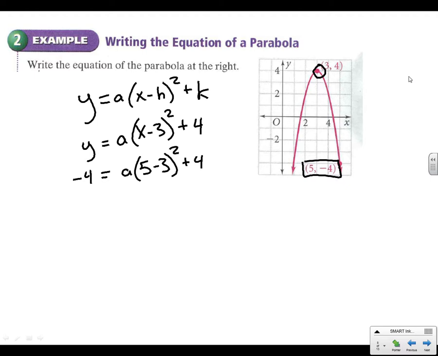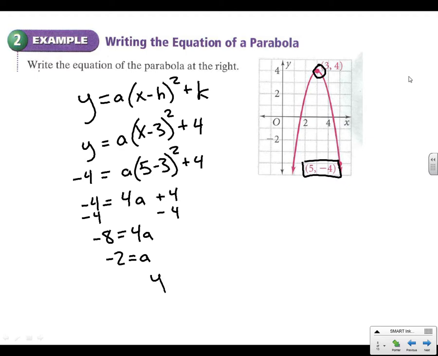So from there, let's figure out what a is. Negative 4 equals 5 minus 3 is 2. 2 squared is 4. How do we get rid of 4? Let's minus the 4 and get negative 8, not 0. Careful there. So a is negative 2. And that makes sense because this parabola is opening down. So negative 2 is a.